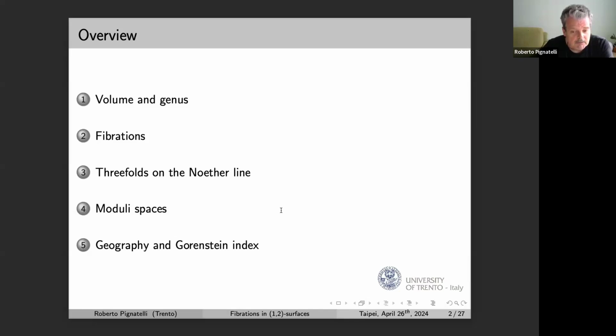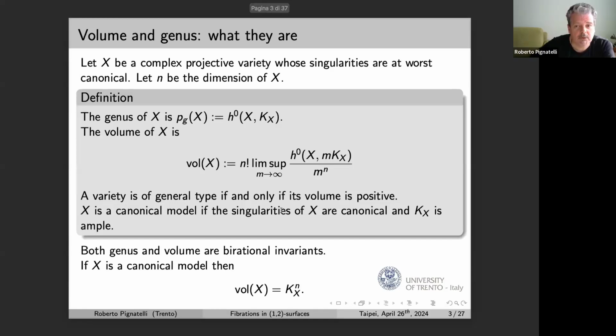So again, please interrupt me when you want. Any question or comment is welcome. Let's start by recalling what volume and genus are. Maybe I should make it smaller so that you can see the slide.